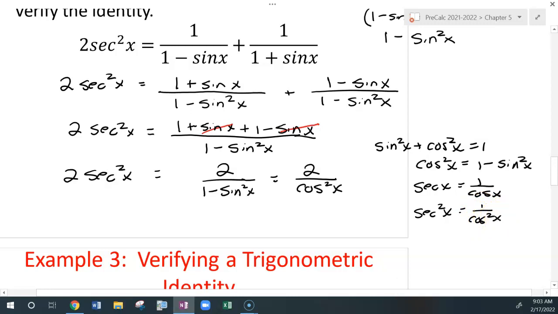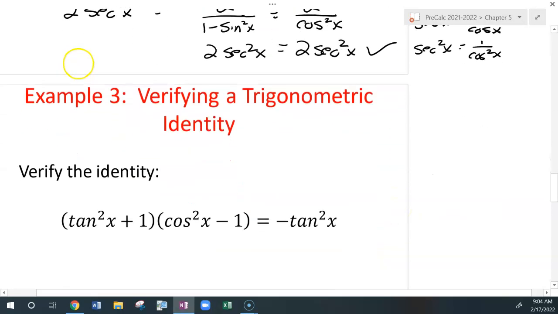So now look at that. Right here, I have cosine squared of x in the denominator. So that becomes secant squared x. So 2 times secant squared of x, that's my right side. And that matches. Check. We have now verified that identity.